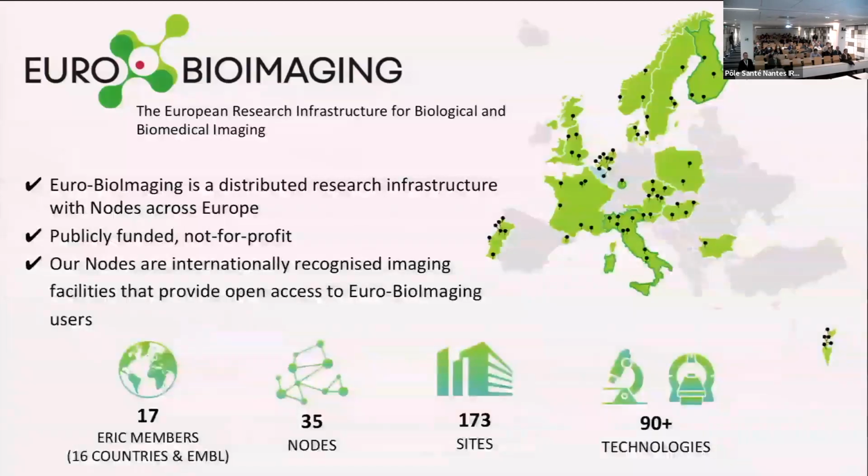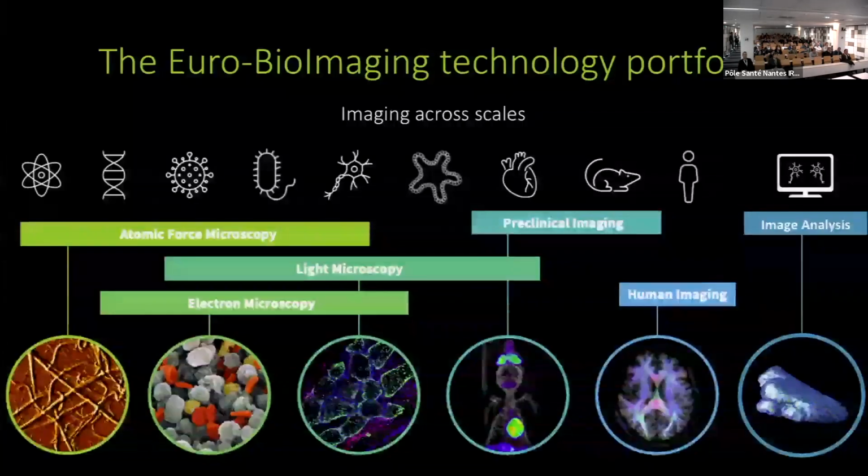So Euro-BioImaging, as all of you hopefully know, and I'm preaching here to the choir, is a distributed European infrastructure with 17 countries and 1 international organization supporting it. And together we at the moment have 35 nodes, of which France-BioImaging is 1. And together they make up 173 individual imaging platforms today. Together they offer more than 90 different technologies, and I'm not going into any detail here, but it ranges really from individual molecule imaging up to imaging of humans and populations.